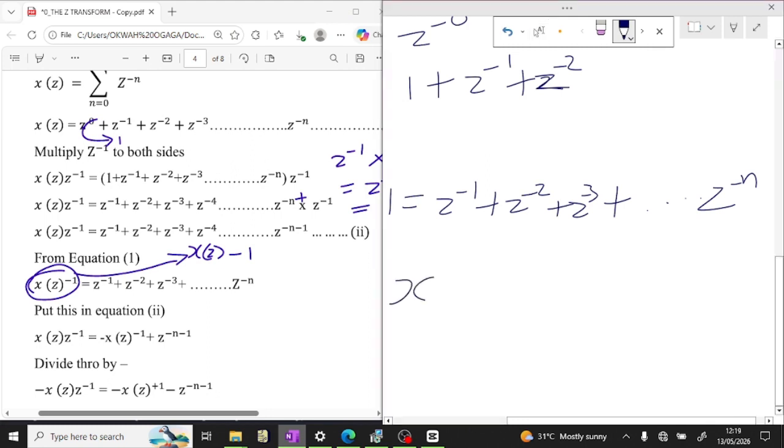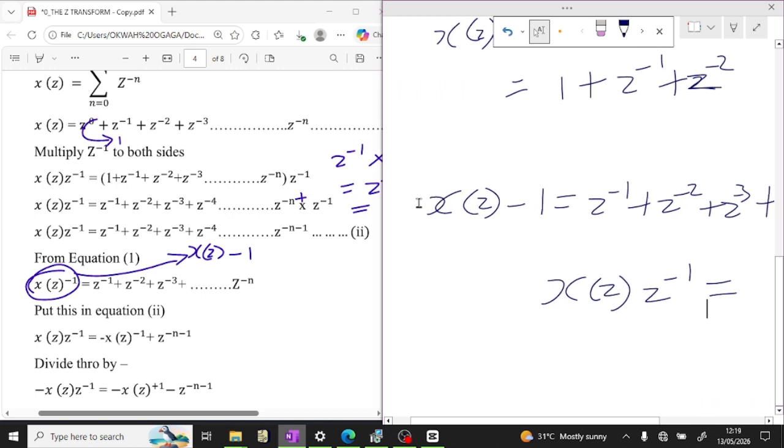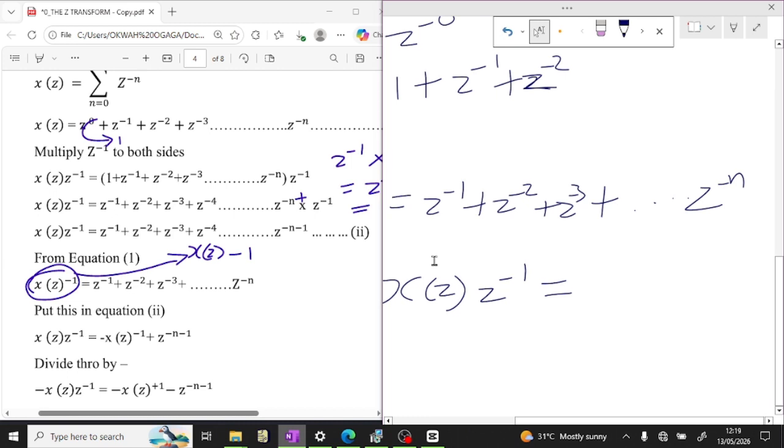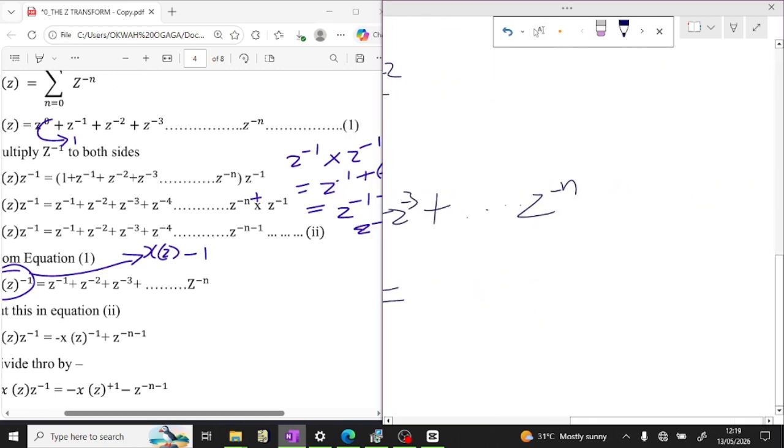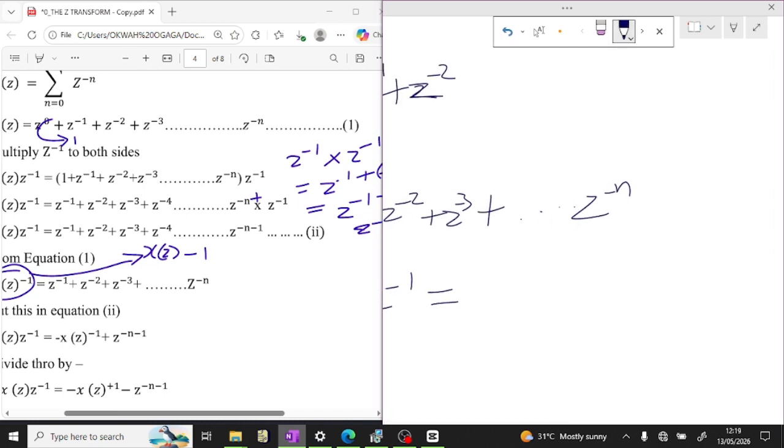X of z times z minus 1 equal to what? Everything here now will become what? Just what? This first part. Okay, then plus this ending. So we are going to see everything becoming what? X of z minus 1, and then plus z raised to power -n minus 1.